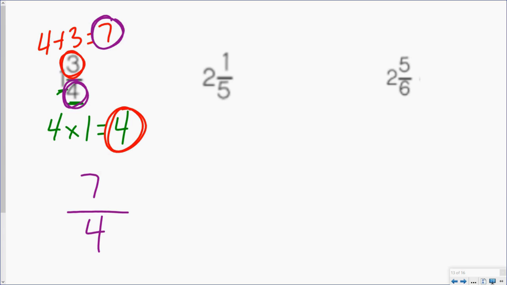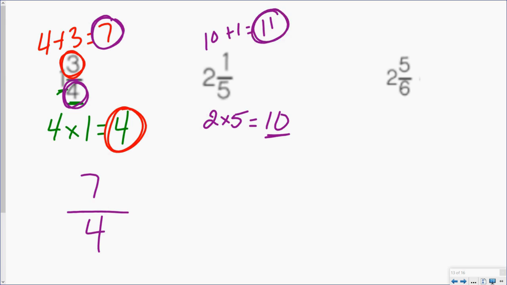7/4. If I do the same thing here, I would take 2 times 5, which would give me 10. Then I would take this 10 and add it to 1, which would give me 11. And now this number right here is my new numerator, and this stays my denominator. So it would be 11/5.